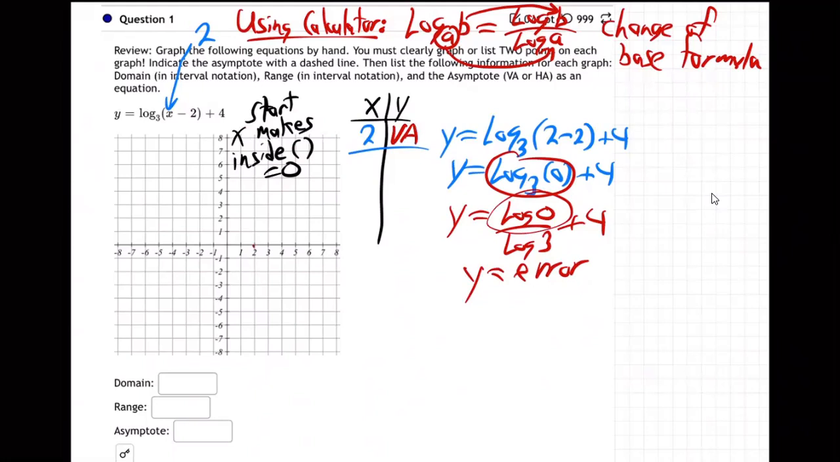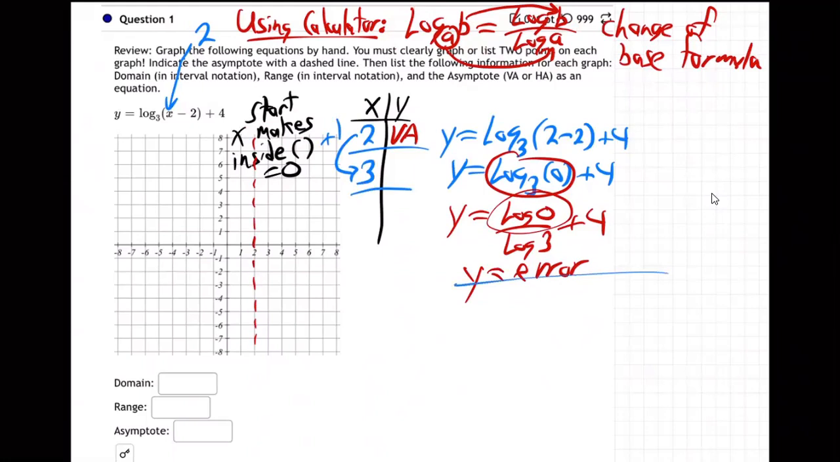So that means right here at x equals 2, there's a vertical asymptote. And that'll always happen when you make the inside of the parentheses 0. It's a good place to start. And then where do we go from there? Just add 1. Remember how we just add 1? Go to 3. And now let's plug that in.